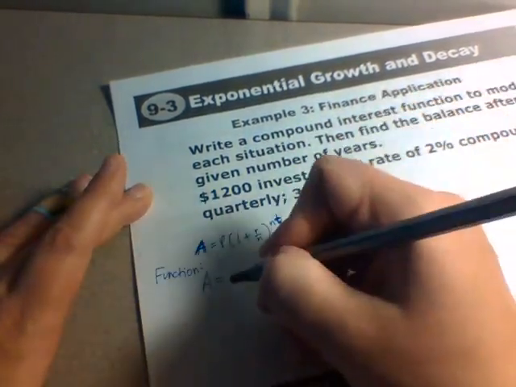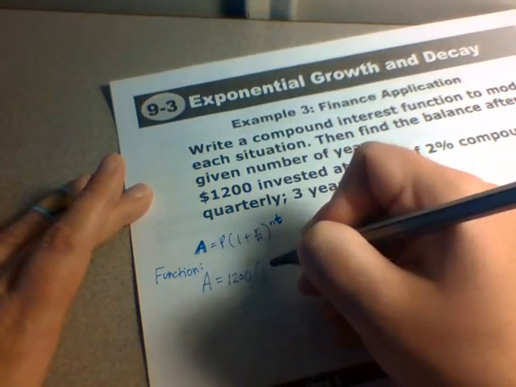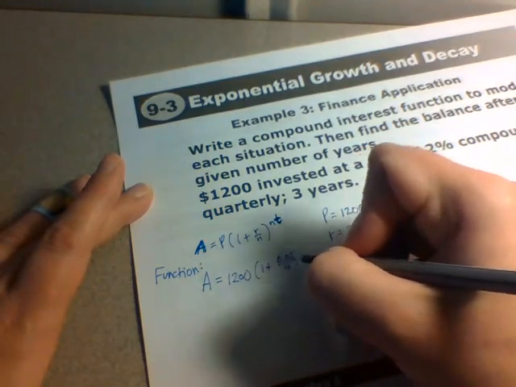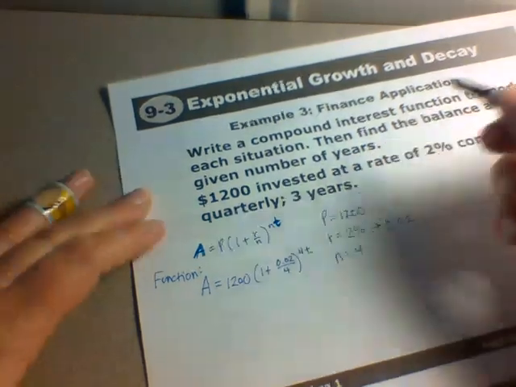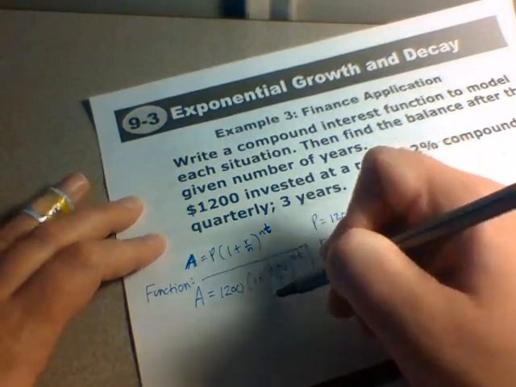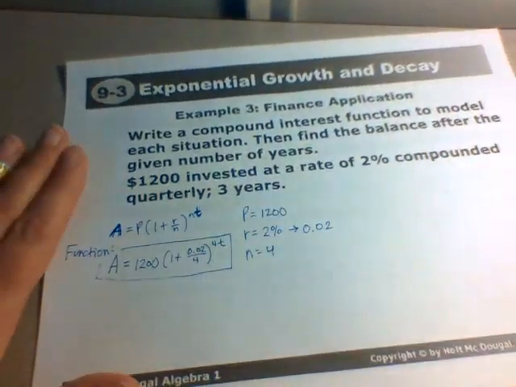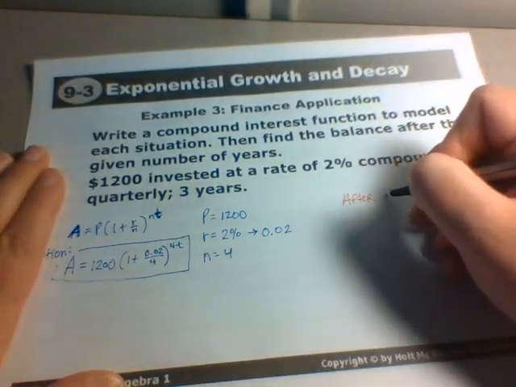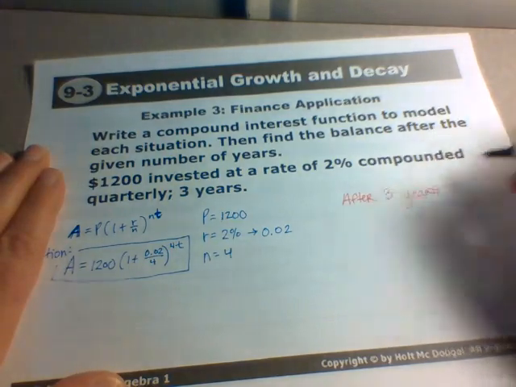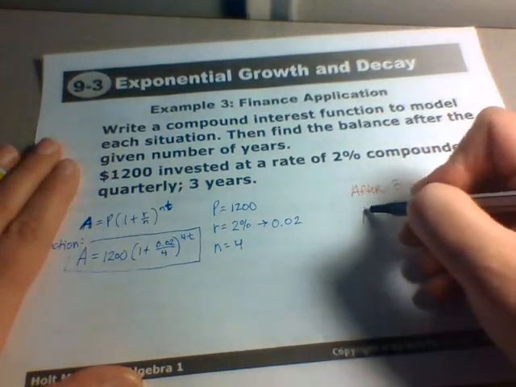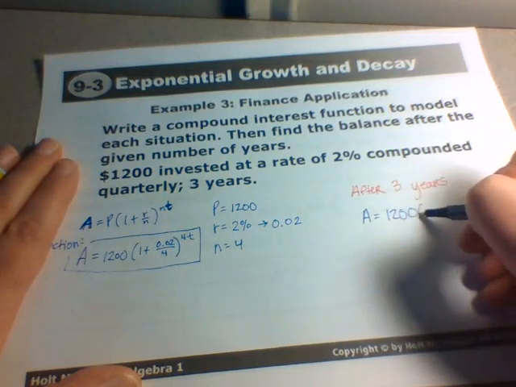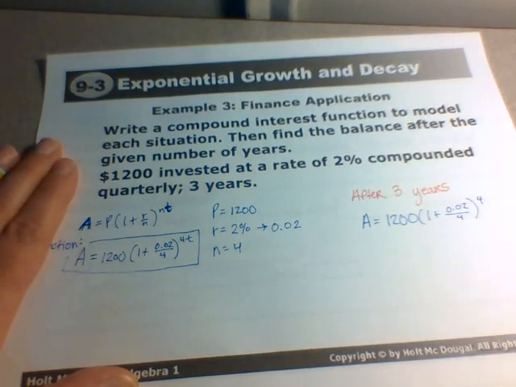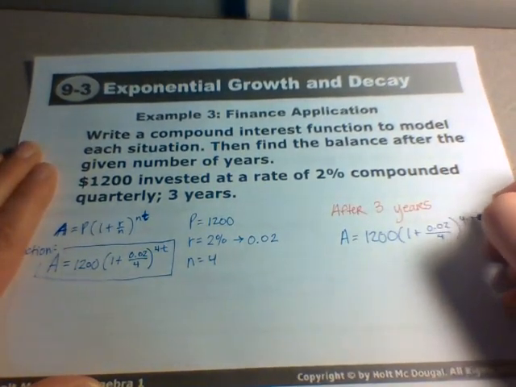And so the function is going to be this 1,200 times 1 plus the fraction of 0.02 over 4 to the 4 times t. So this is our function that we'll be able to plug the 3 years into. So then we're going to find the amount after 3 years. And so we're plugging in 1,200 times 1 plus 0.02 over 4 to the 4 times 3.